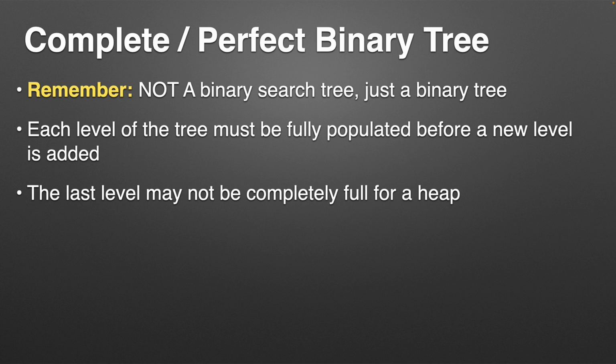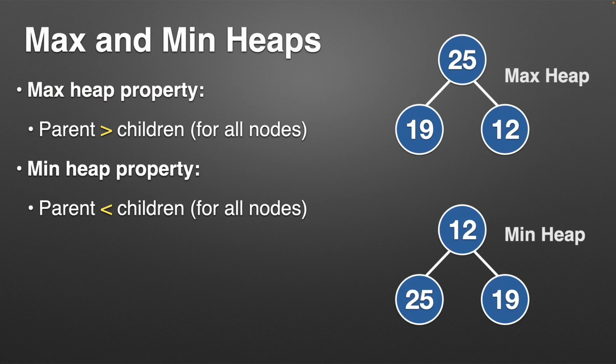So just remember, not a binary search tree, just a binary tree. Each level has to be fully populated before we go to a next level. And that last level may not be fully populated. And so it's sometimes called a perfect binary tree, sometimes called complete or almost complete. And here's the basic principle.